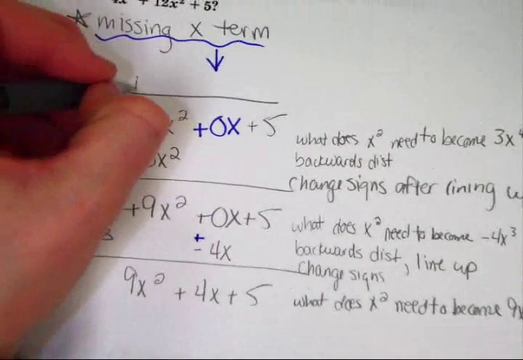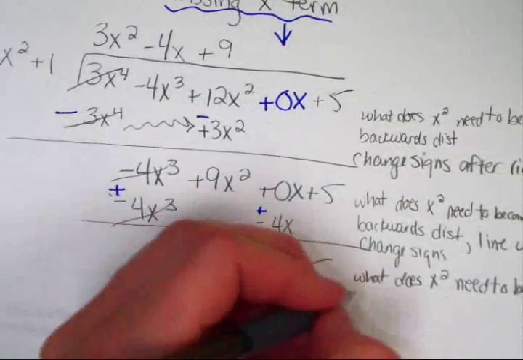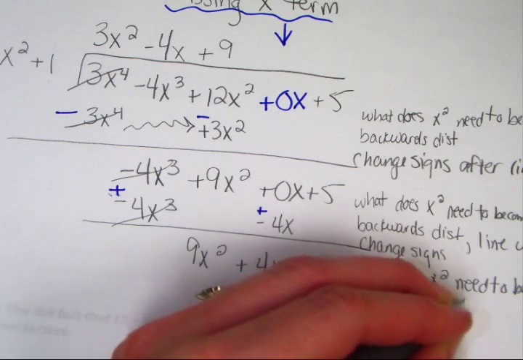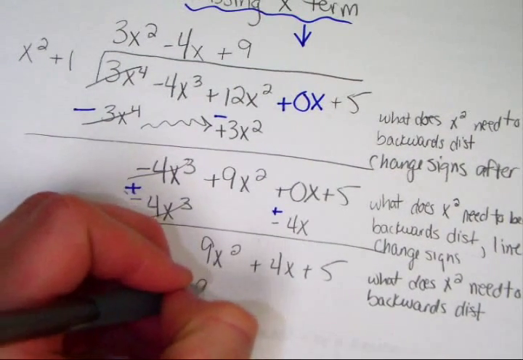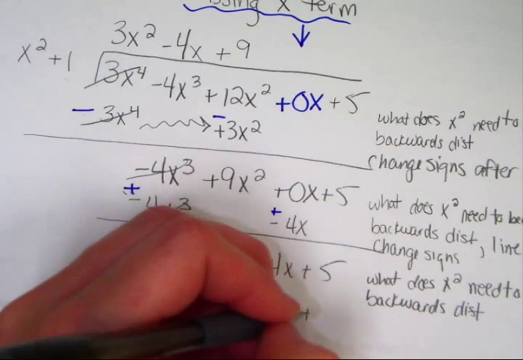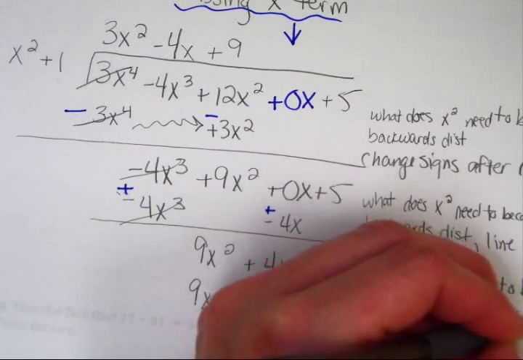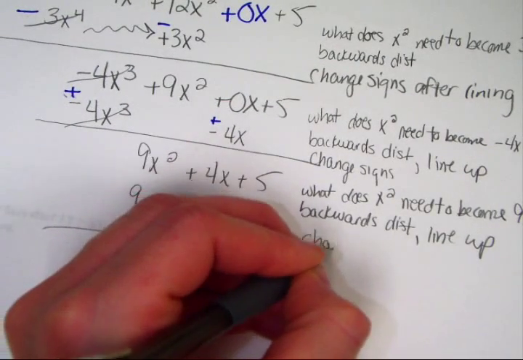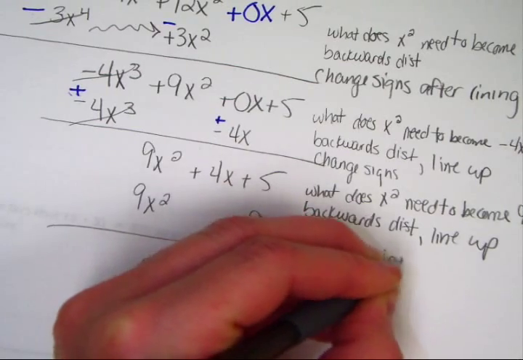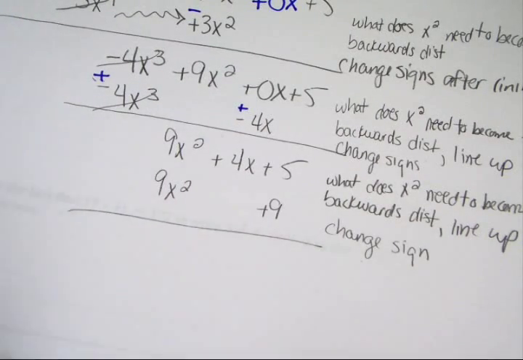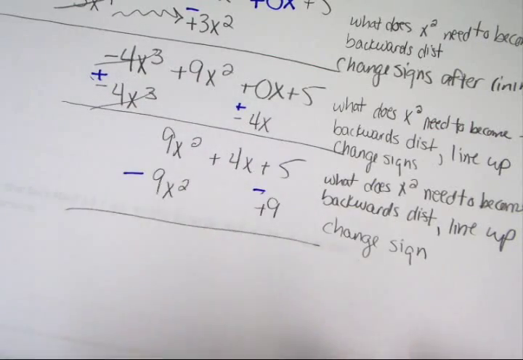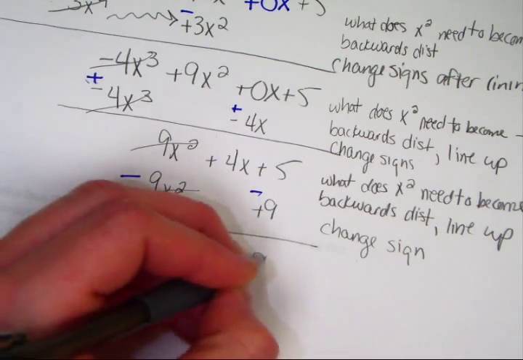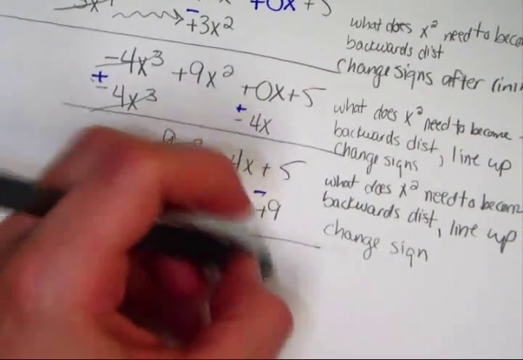Well, it needs a positive 9. So I write that up there, and now I backwards distribute. So I get plus 9x squared plus a positive 9. Make sure you line them up. Put that on there, line up. Now we change our sign. You definitely don't have to write these directions down, but it's helpful when you go back and study them. These cancel. You bring down the 4x minus 9. Excuse me, minus 4 when you add them.